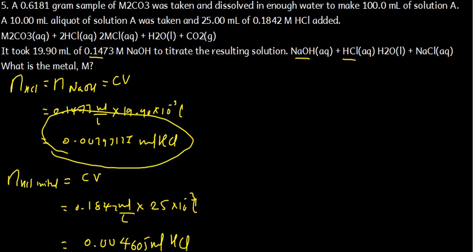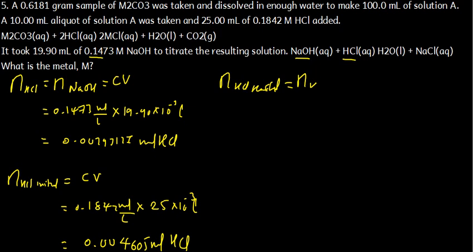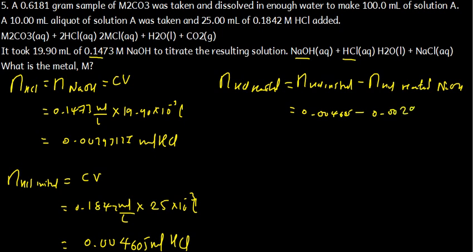Now what are the moles which reacted in the first reaction? The number of moles of hydrochloric acid which reacted in the first reaction is equal to the initial number of moles of hydrochloric acid minus the number of moles of hydrochloric acid that reacted in the second reaction with sodium hydroxide. The initial ones we've already found, that is 0.004605. And in the second reaction, those which reacted with sodium hydroxide, we've already found as 0.00293127. So if we do the subtraction, we find 0.00167373 moles of hydrochloric acid. So these are the moles of hydrochloric acid which did react in the first reaction.